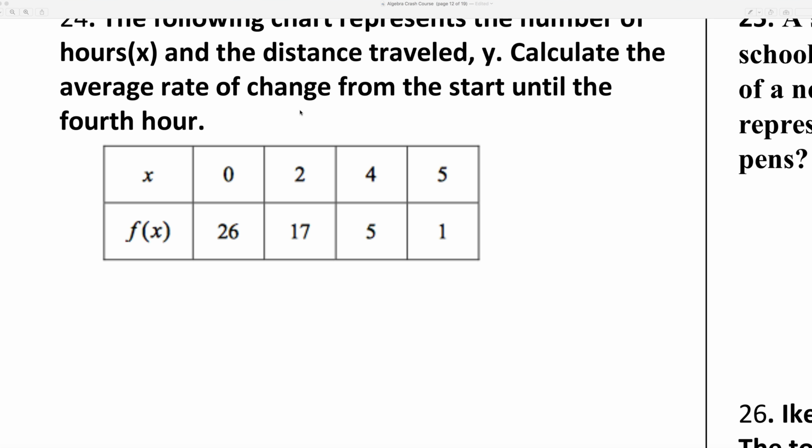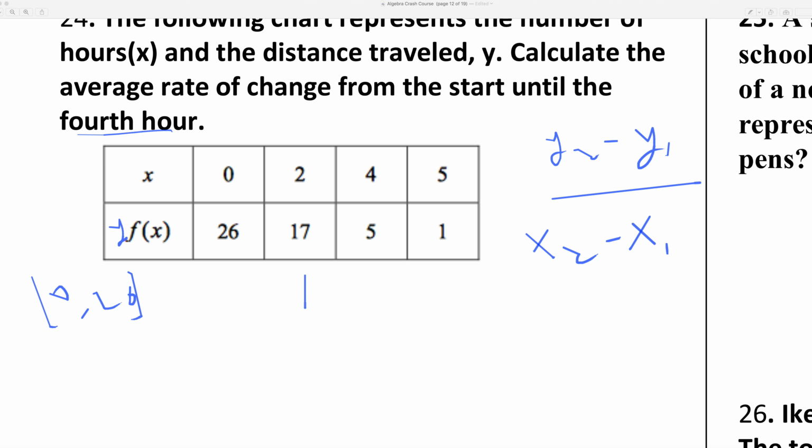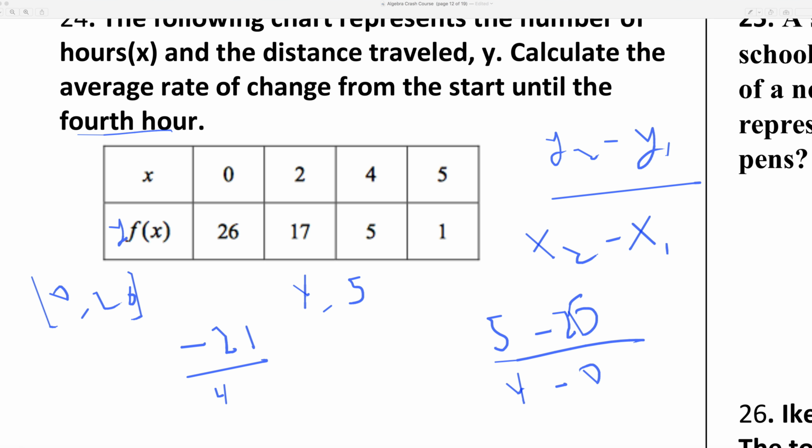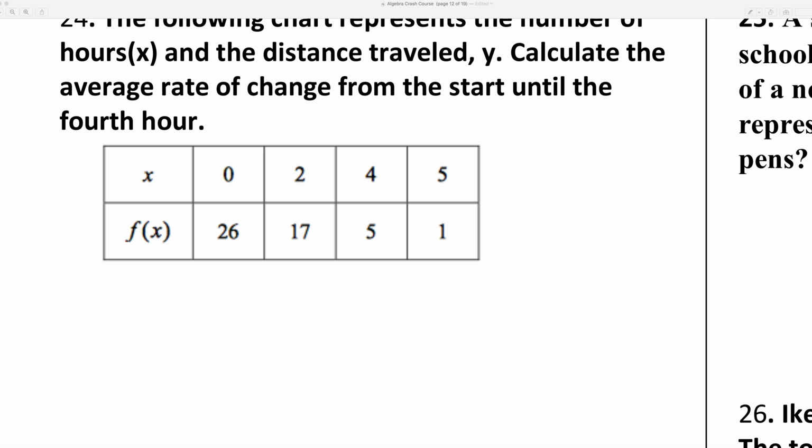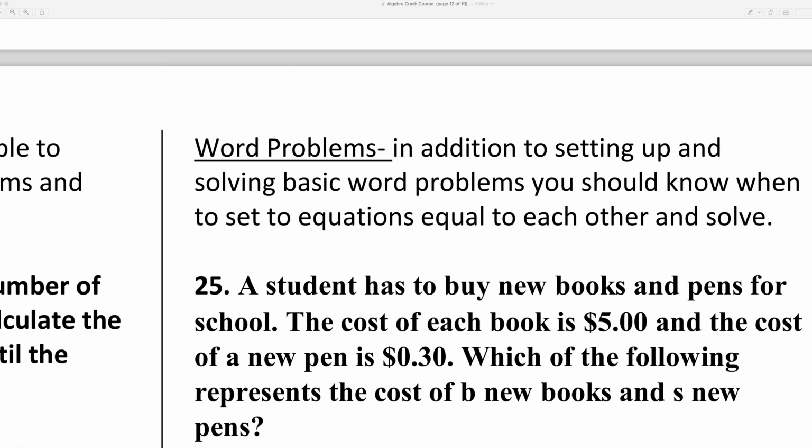They say calculate it from when it starts until the 4th hour. So, y2 minus y1 over x2 minus x1, that's the formula to calculate slope. So if one of our points is (0, 26), f of x just means y, and our second point has the value (4, 5). So let's do the equation. y2, 5, minus y1, 26, over x2, 4, minus x1, 0. So you would get negative 21 over 4, that would be your slope. It's a negative slope. That would be considered your average rate of change, and that comes up all the time.